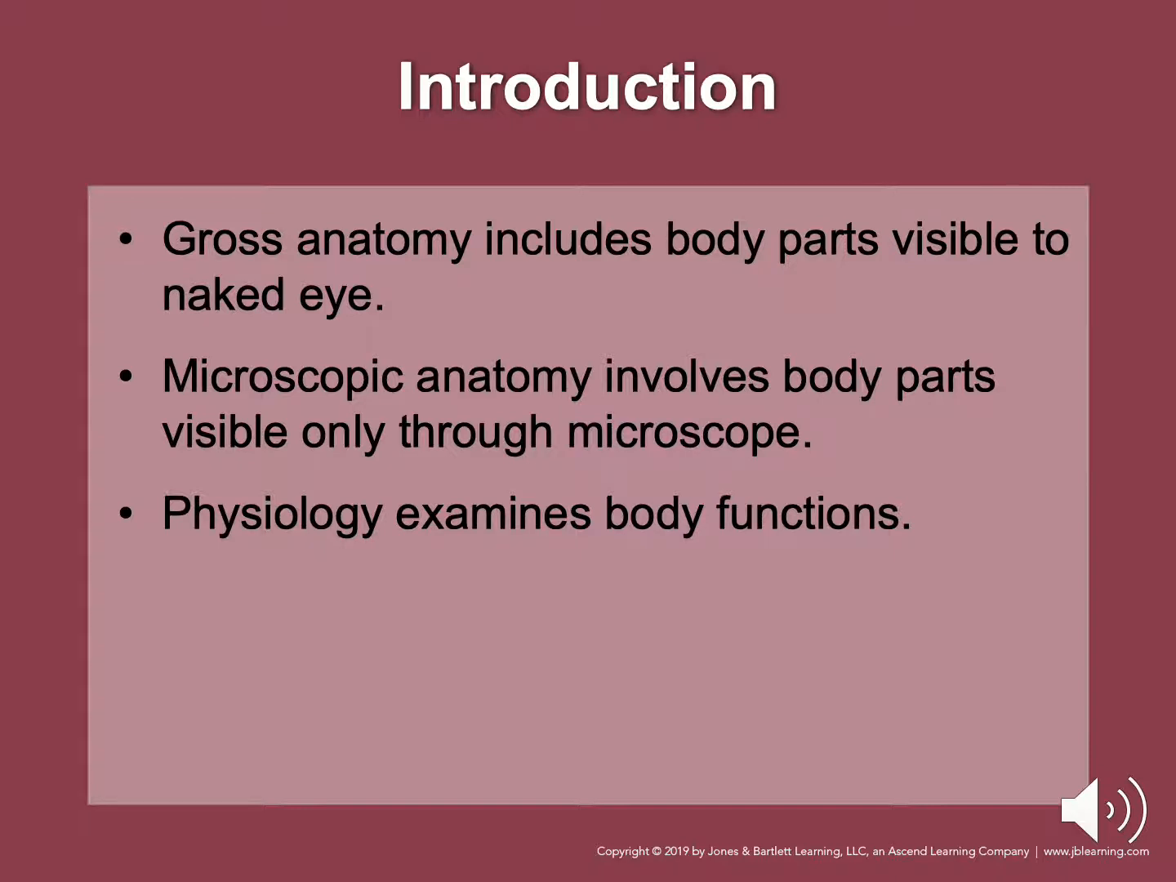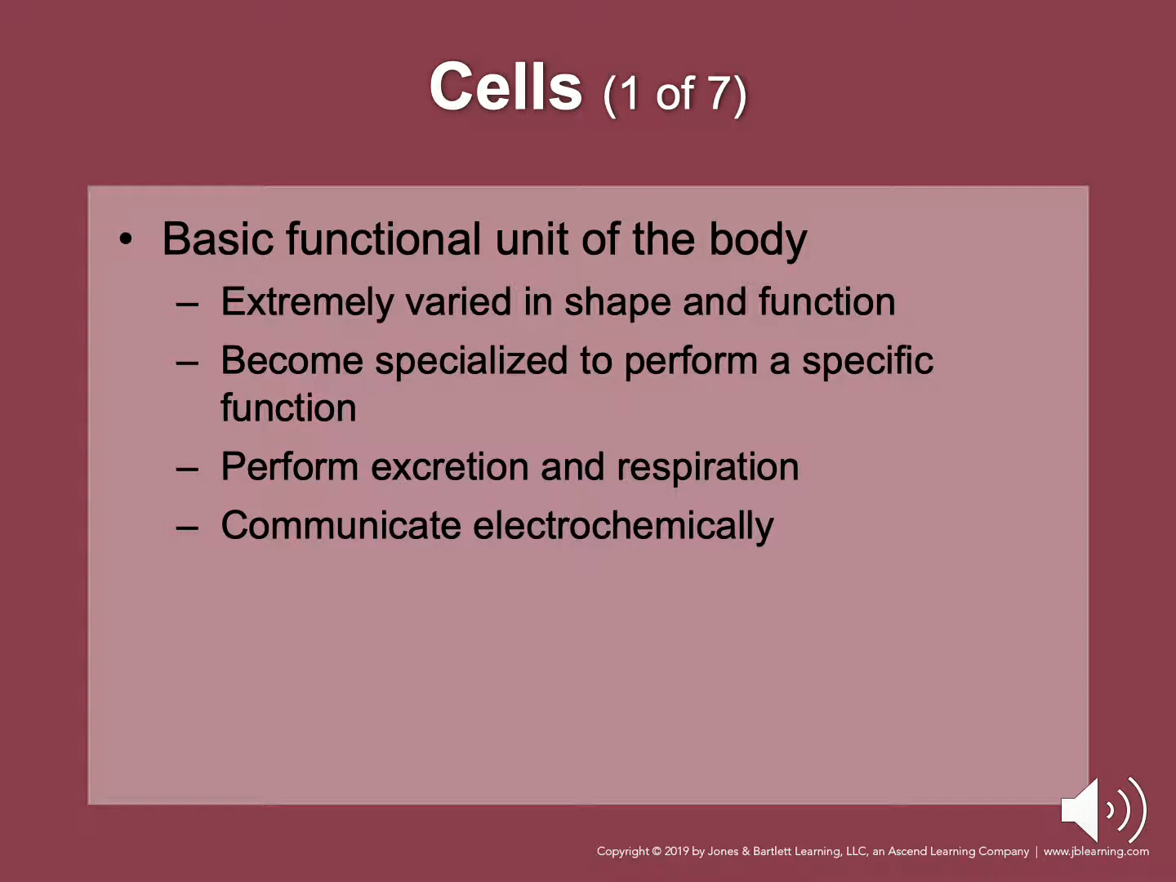So, some intro stuff. Gross anatomy includes body parts visible to the naked eye. Microscopic anatomy involves body parts visible only through a microscope. And physiology examines body functions. So, the basic cells function as units. They're extremely varied in shape and function, become specialized to perform a specific function, perform excretion and respiration, and communicate electrochemically.